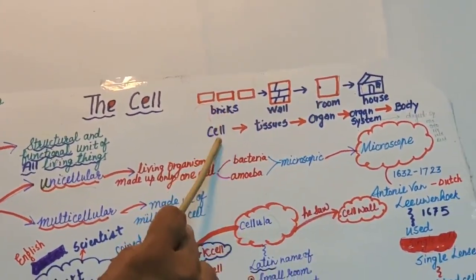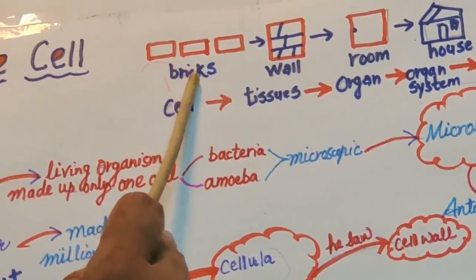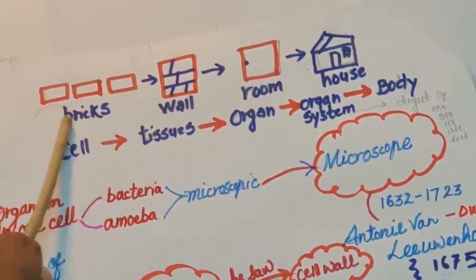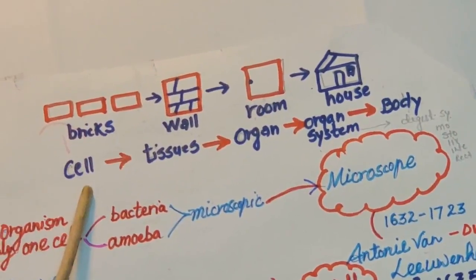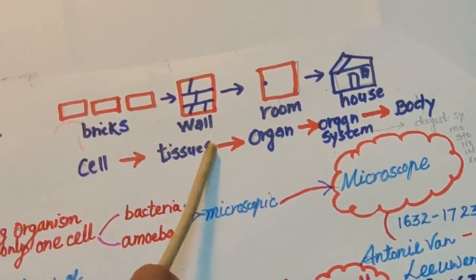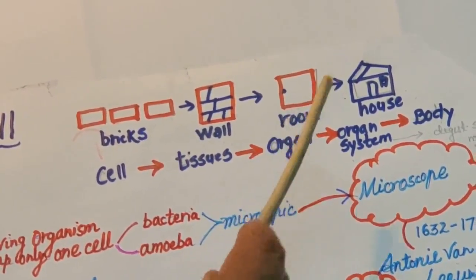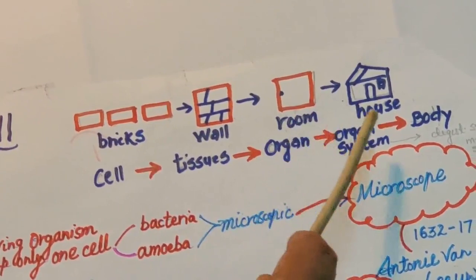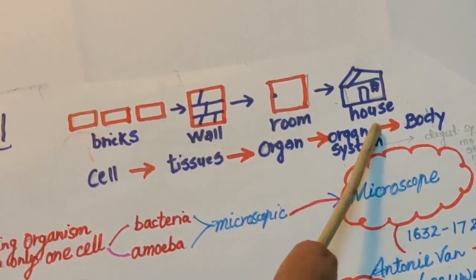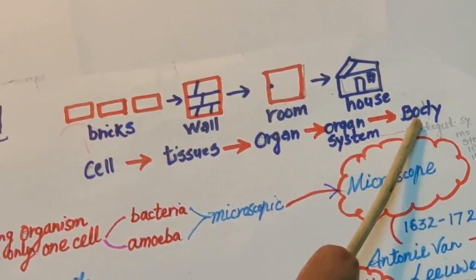Likewise, here the cell is compared with the bricks. So our body is made up of millions of cells. Now, a group of cells will become our tissues. A group of tissues will make an organ, and a group of organs will make an organ system, and there are many organ systems in our body.